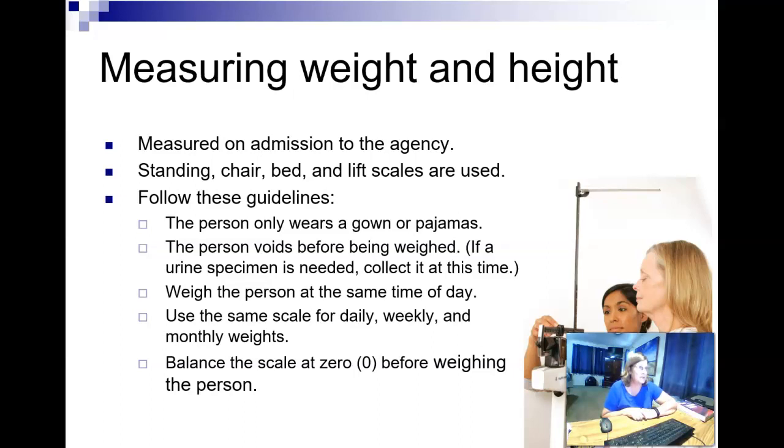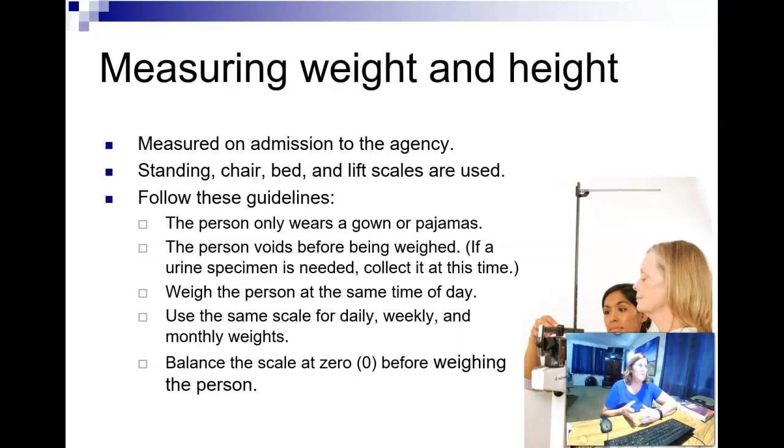As far as measuring height and weight, it can be measured on admission to the agency, and as far as the weights go, we've got the standing scales that we showed you. There are wheelchair scales. There are bed scales. There are lift scales, where when the lift lifts them up, it actually has a built-in weight measurement to it. Some facilities even have a scale built into the bed itself.